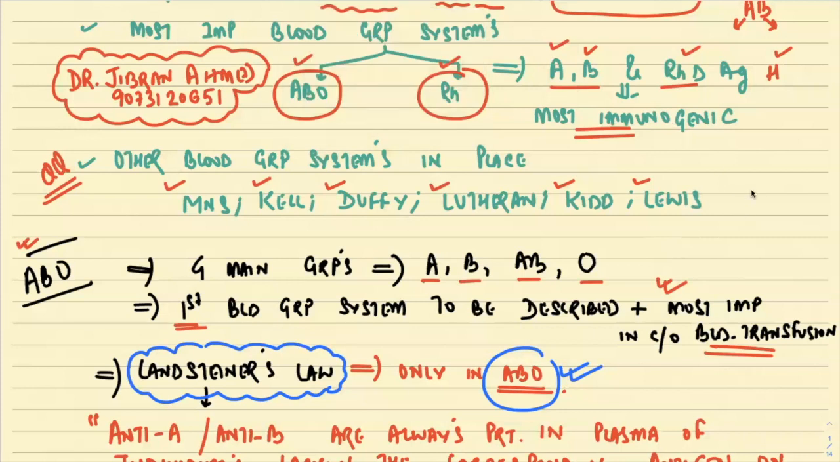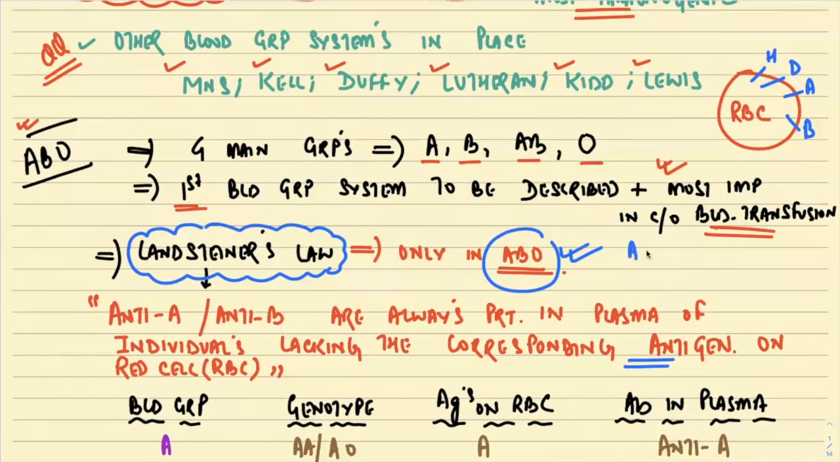If this is the RBC that we are looking at, all the antigens are present on the surface of the RBC. For example, the H antigen, the D antigen, the A antigen, or the B antigen. All antigens are present on the RBC surface. Whereas for the corresponding antibodies, always remember one important factor: antigens are always present on the cell surface, the RBC surface, whereas antibodies are always present in the serum.